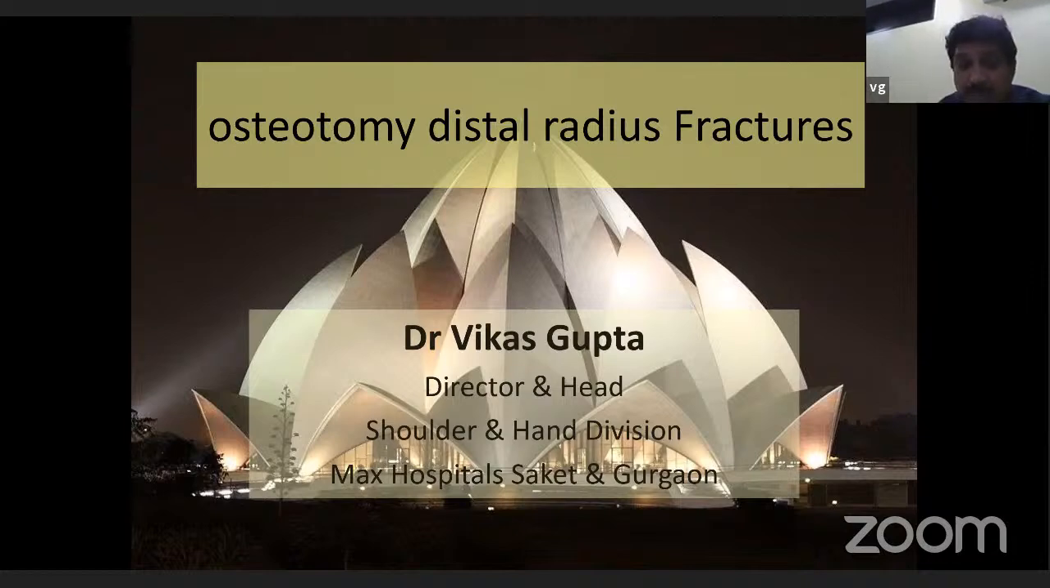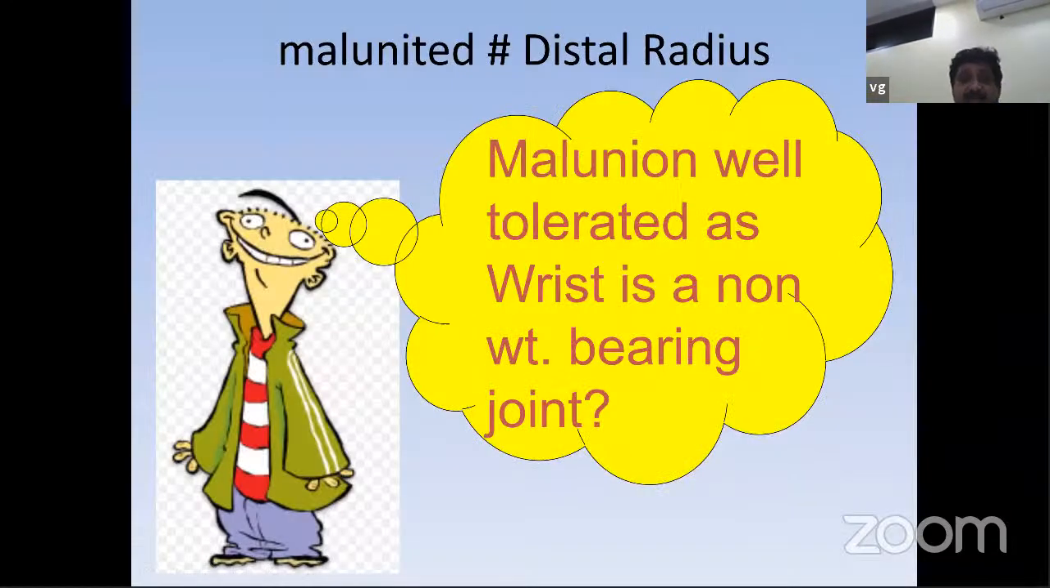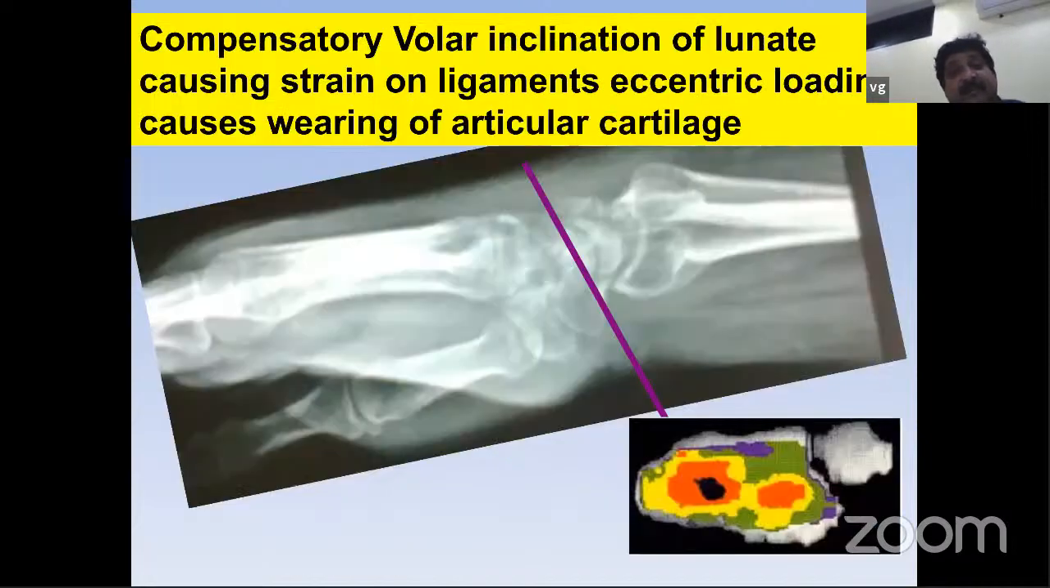So we'll be talking about the most common complication, malunited distal radius. Many people think malunion is well tolerated in the distal radius, as the wrist is a non-weight bearing joint. But our knowledge of wrist biomechanics over the last 15-20 years has increased considerably. We have found that whenever there is a dorsal tilt of the distal radius, there is a compensatory lunate which goes volarwards, and that causes eccentric loading on the distal radius, which can cause articular wear. Plus, it can cause strain on the ligaments, which can be the cause of the pain. So there can be a carpal instability and late osteoarthritis after malunited distal radius.